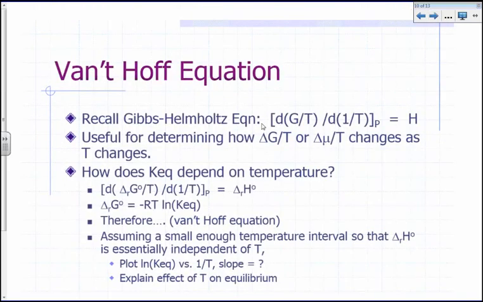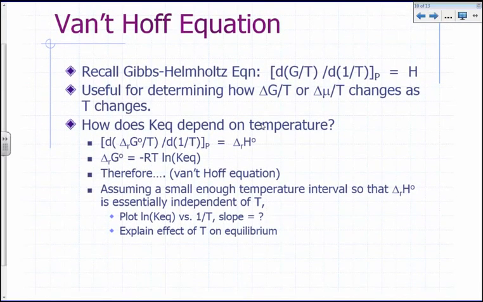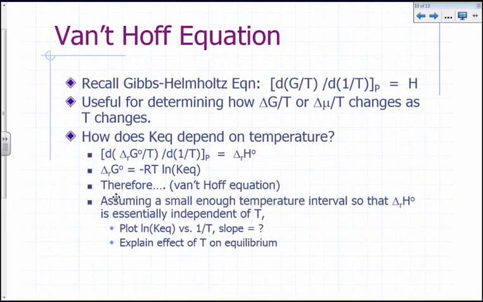All right. Let's talk now about the Van't Hoff equation. The Van't Hoff equation tells us how an equilibrium constant depends on temperature, and we can derive that from the Gibbs-Helmholtz equation, which we saw in an earlier lesson. It says that the partial derivative of G over T with respect to 1 over T at constant pressure is equal to H, the enthalpy.